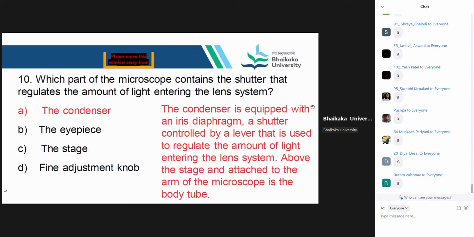The condenser is equipped with an iris diaphragm, a shutter controlled by a lever that is used to regulate the amount of light entering the lens system. Above the stage and attached to the arm of the microscope is the body tube.